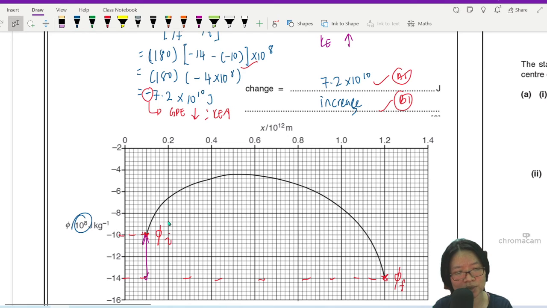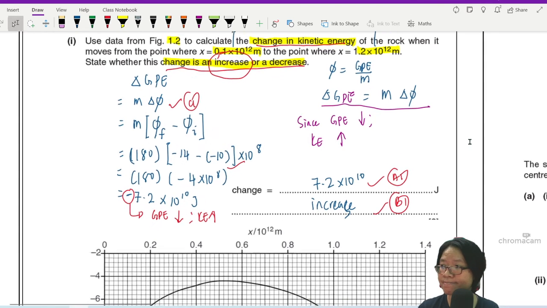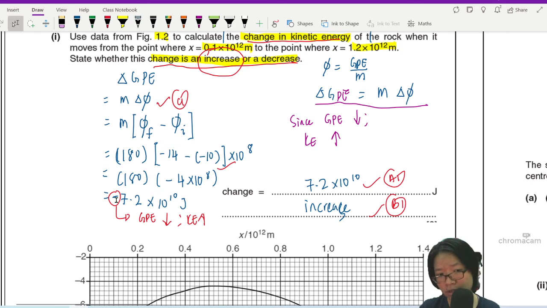Only here to here, the change in potential matters. How high you go, you also still come back, so it doesn't matter. Just look for the change. Okay, so this is what we mean by finding a change in GPE. A negative here shows you that the GPE decreases, and GPE decreases means KE increases.